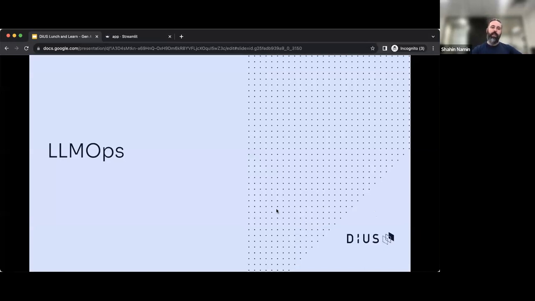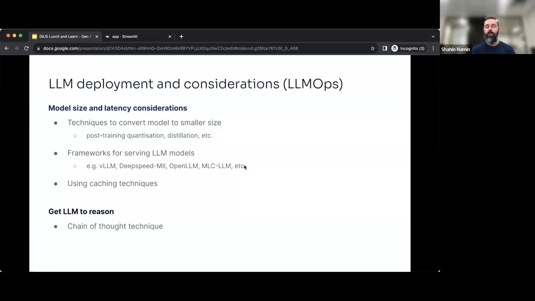Right, so let's say that now you've gone through these steps and you've come up with a model that does the task well for you. So what are the considerations when you go and deploy the model?